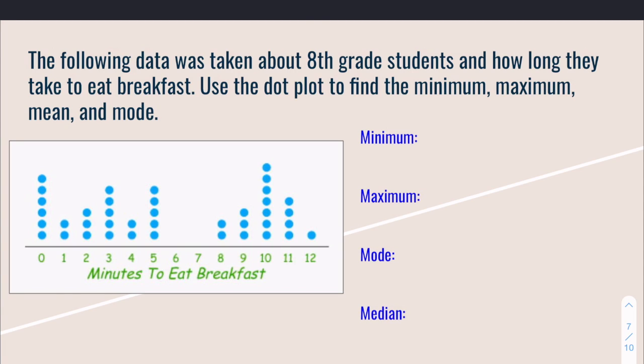So the following data was taken about 8th grade students and how long they take to eat breakfast. Use the dot plot to find the minimum, maximum, mean, and mode. Again, some of you are going to be able to look at the dot plot and get all of these pieces of information straight off of it. Others are going to want to list out the data, so I'm going to show you how to do it both ways.